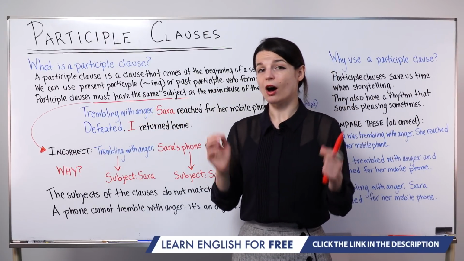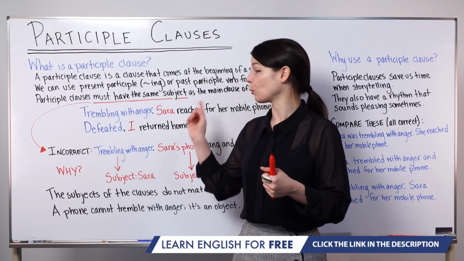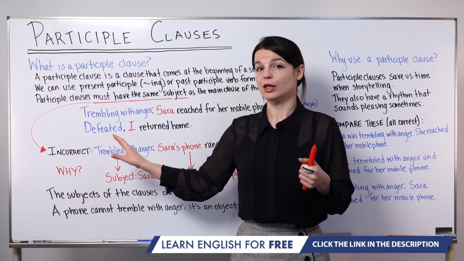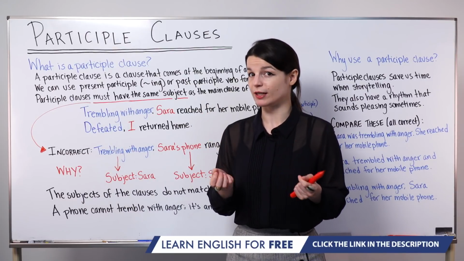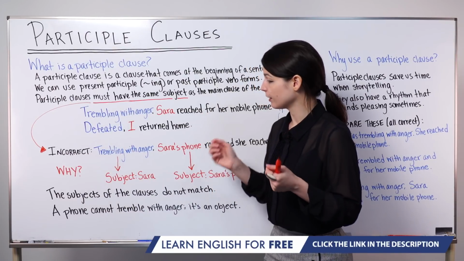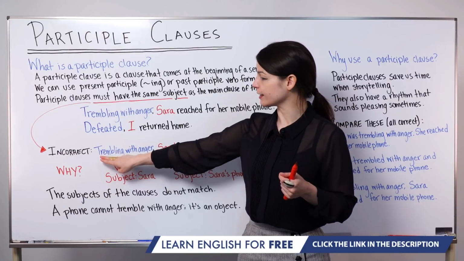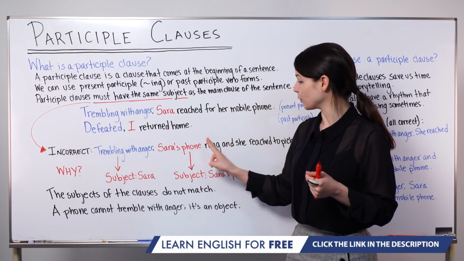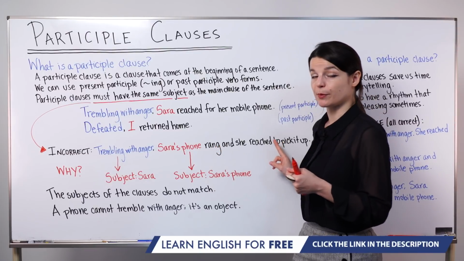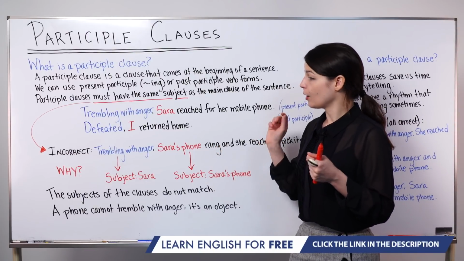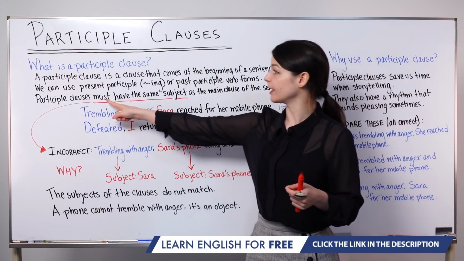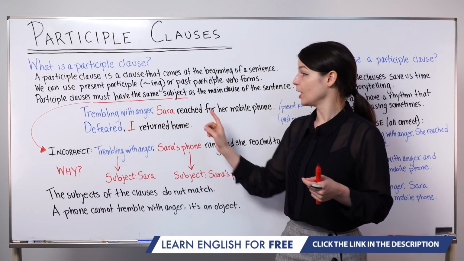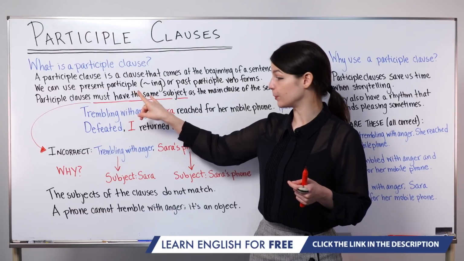Native speakers often run into problems with this when writing. So I want to show an incorrect example so that you can hopefully avoid this same issue in your writing. Let's take a look. This incorrect example is: trembling with anger, Sarah's phone rang and she reached to pick it up. So the problem here is that the parts of this sentence do not have the same subject.